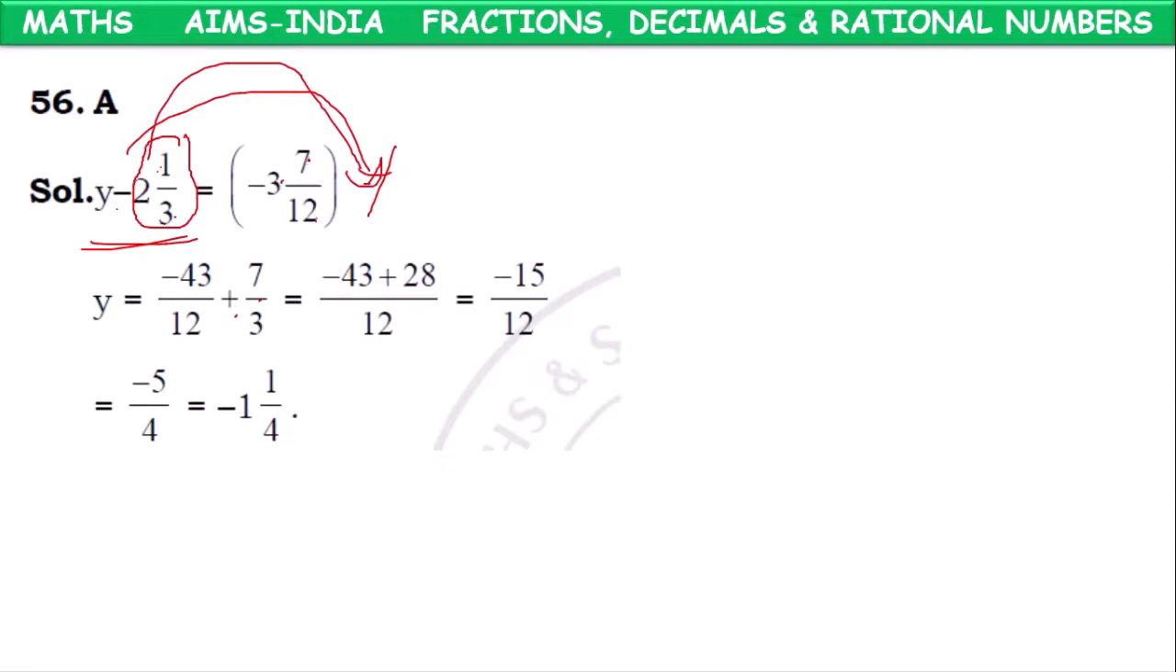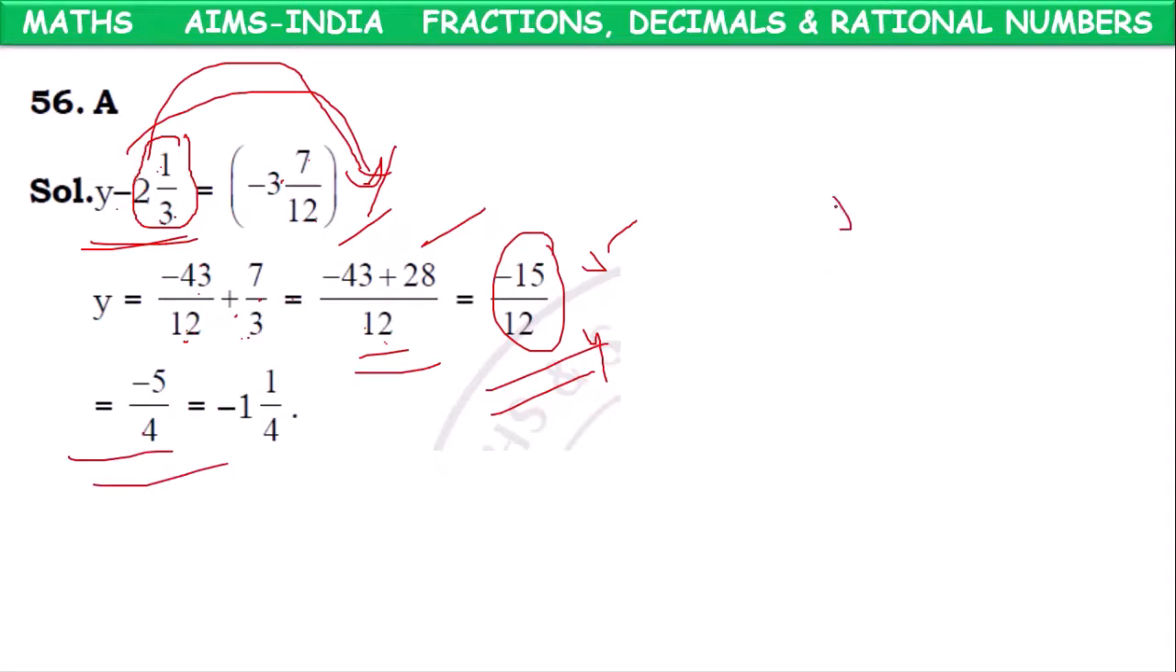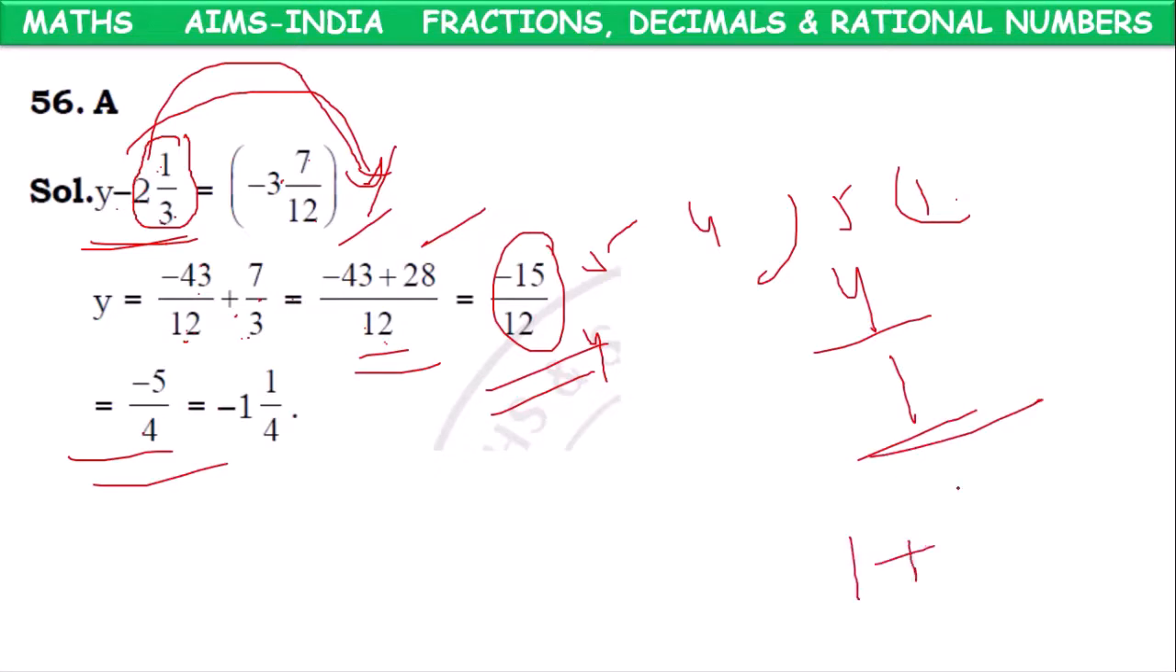12 3 times 36 plus 7, 43 by 12. 12 and 3, LCM 12. 12 1 is 12, 1 into 43, 43. 3 4 times 12, 4 into 7, 28. Minus 15 by 12. So 3 5 times, 3 4 times. Minus 5 by 4. 5 by 4, if we divide, 4 1 is 4, 1 remainder, 1 complete part. After that, 1 remainder by 4 divisor, so 1 plus 1 by 4, which can be written as 1 and 1 by 4. Minus symbol is there, minus to be kept.